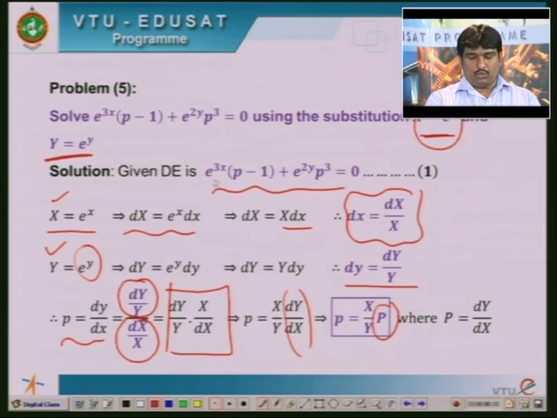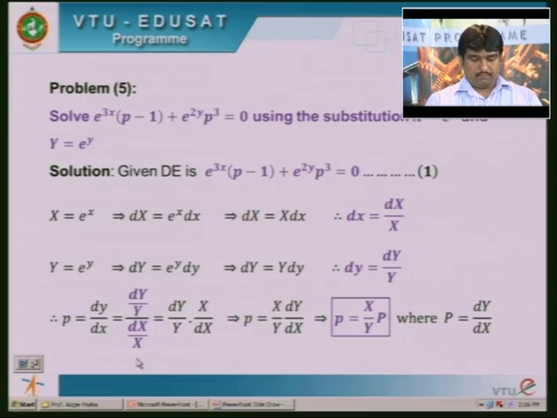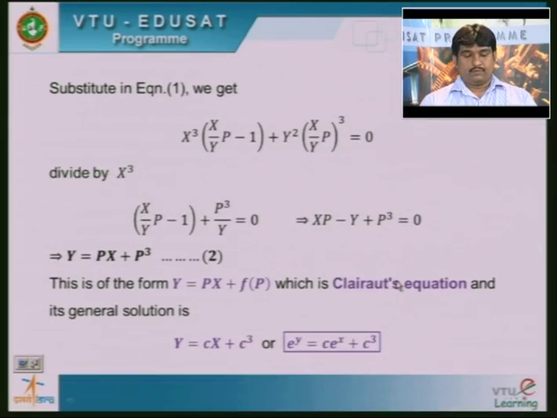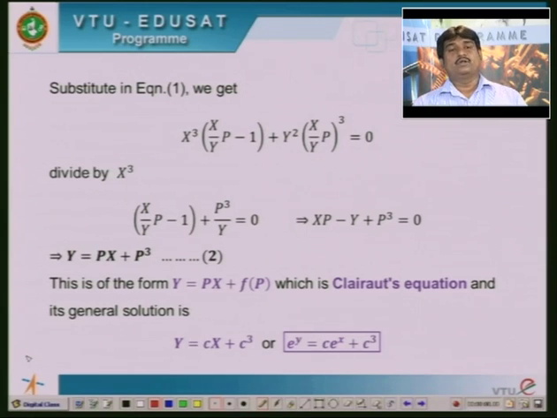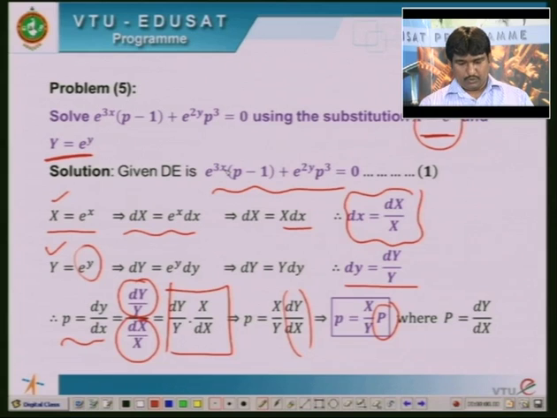Now I'll substitute all these things in equation number 1. And I get this: X cube into XY by P minus 1 plus Y square into X by Y P the whole cube equals 0. You can see we have e to the power of 3x into p minus 1 plus e to the power of 2y p cube equals 0.